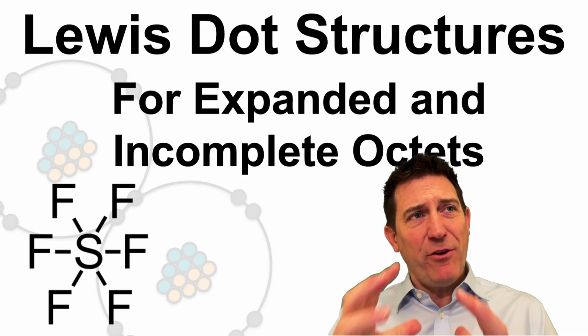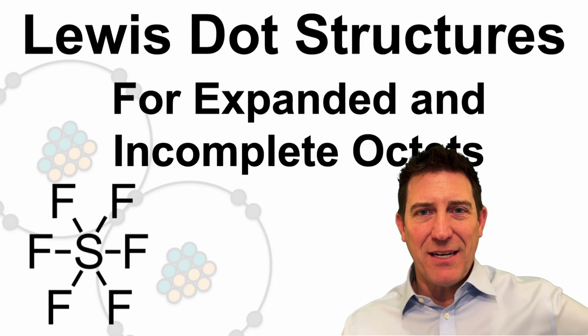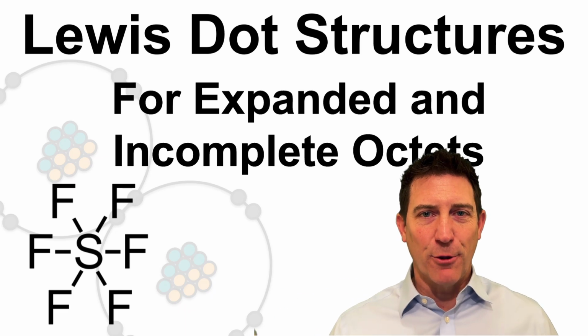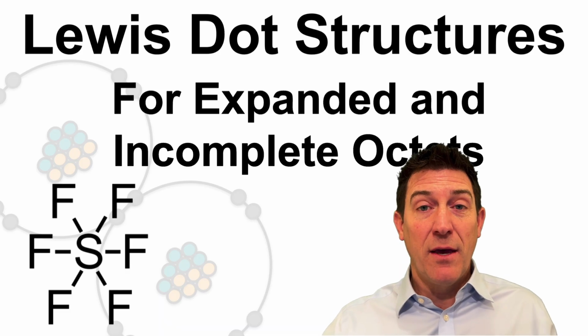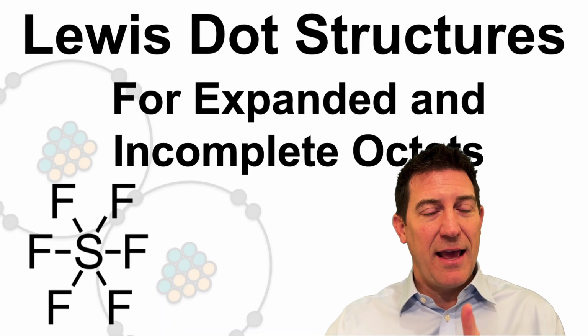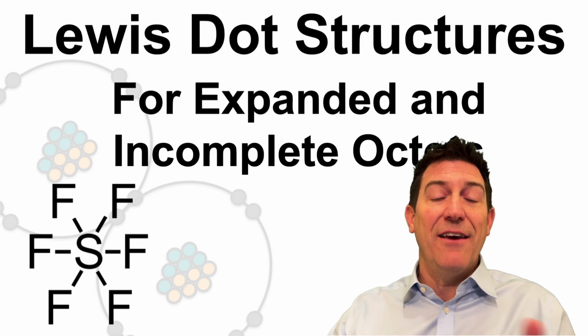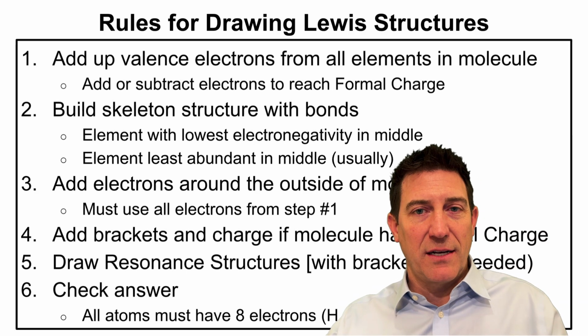It's like, I'm feeling really good about drawing Lewis structures. I'm getting really good at it. And now I'm going to tell you that sometimes there are exceptions to those rules that you've been learning about drawing Lewis structures. I apologize. I don't make this up, but I am going to teach you how to deal with it. And I'm going to teach you how to be successful when you're drawing Lewis structures if you run into something that has what's called an expanded or an incomplete octet.